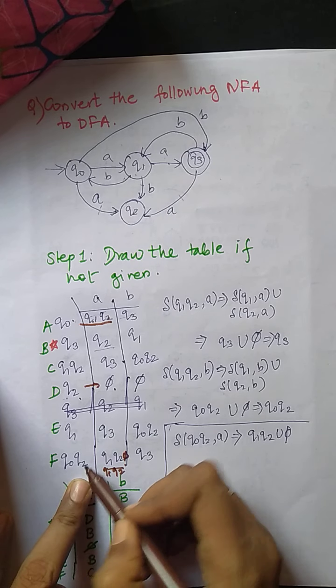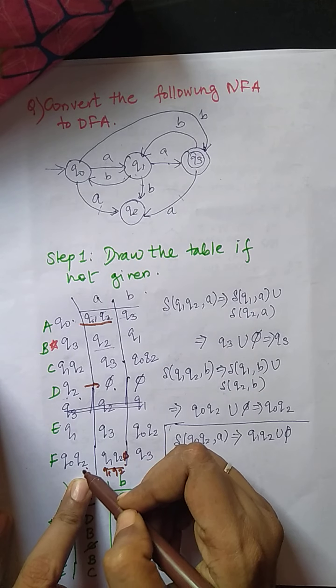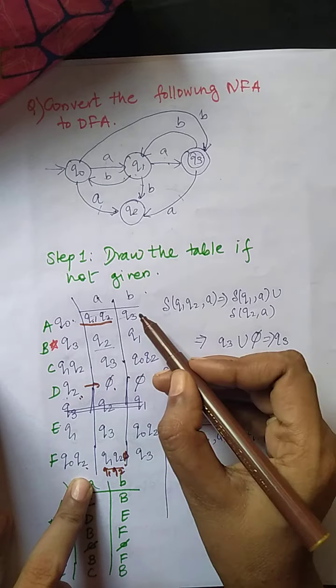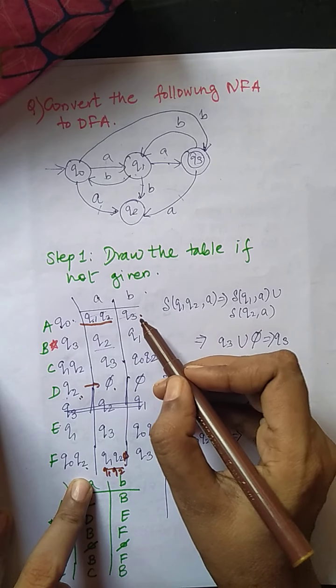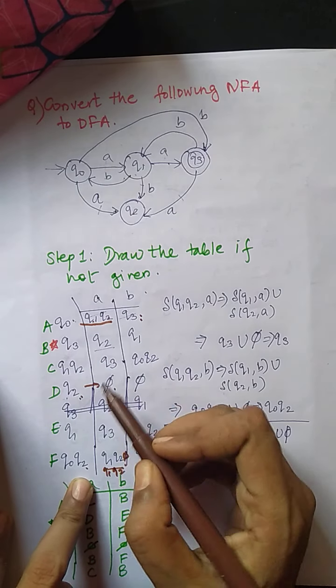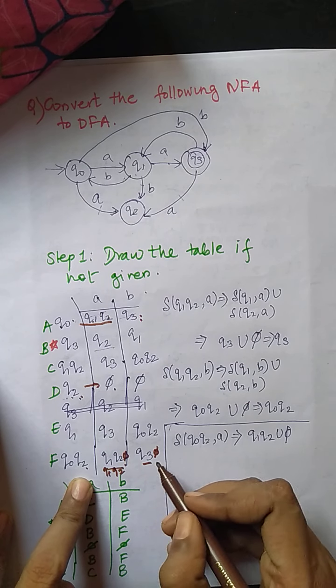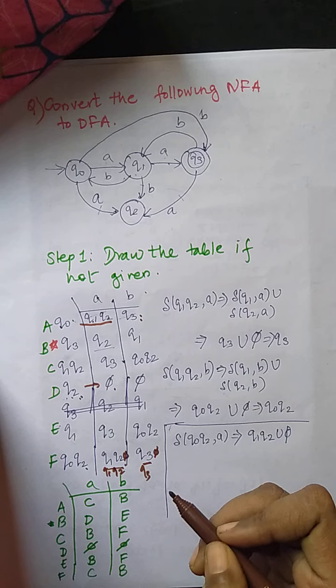Again Q0, Q2 on B. Check whether Q0 and Q2 are already present. It is already present, Q0 and Q2 separately. What is the reachable state? Q0 on B is Q3. So write it here. Q2 on B, what is the reachable state? Is null. So null is nothing but Q3. So the reachable state is Q3 only.